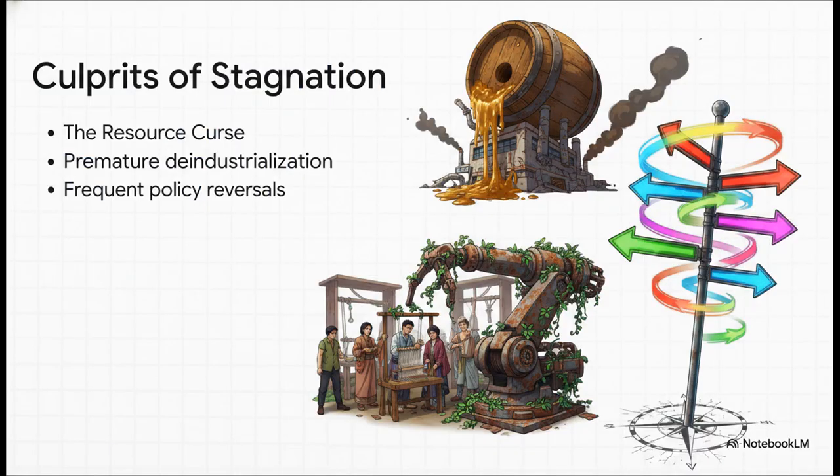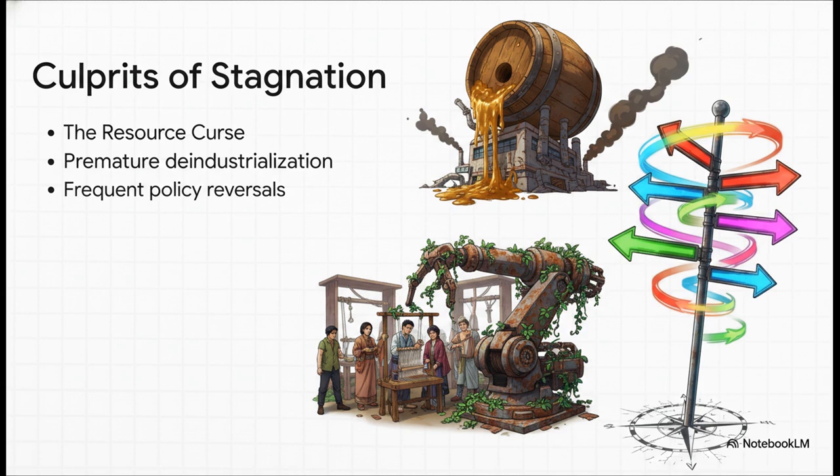And beyond weak institutions, there are three other major traps, the culprits of stagnation. First up is the resource curse. This happens when a country is so incredibly wealthy in one single natural resource, like oil, for example, that it completely neglects to build a diversified manufacturing base. Second is premature deindustrialization. This is when developing nations lose their manufacturing capacity to cheap imports or automation before they've actually gotten rich, which traps them in low-wage, informal service jobs. And third, frequent policy reversals.